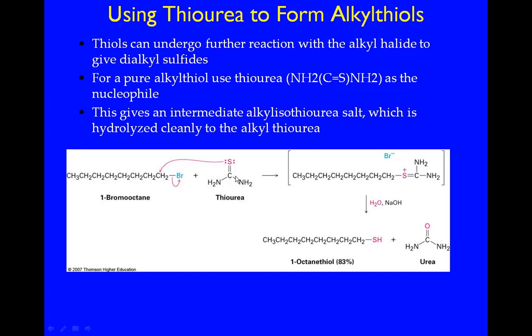You started with thiourea, you get urea. That means sulfur is lost. Sulfur is acting as a nucleophile. The bromide is substituted, so you get thiol.